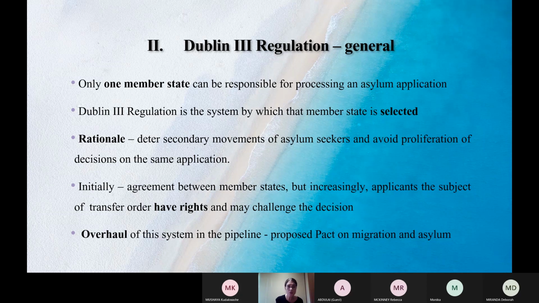Just to mention that while the Dublin 3 regulation continues in force, there are proposals to overhaul this system, and that's the proposed Pact on Migration and Asylum. There's discussions on the fine details of how that is to come to fruition, but that's ongoing. But just to let you know.